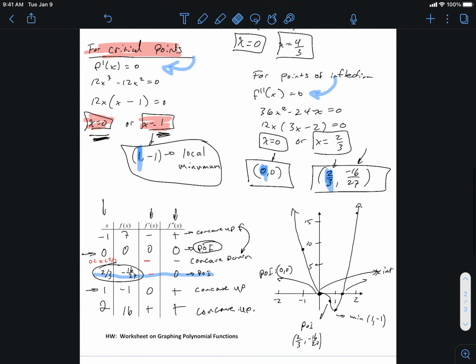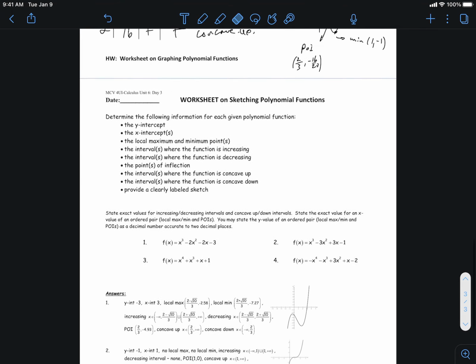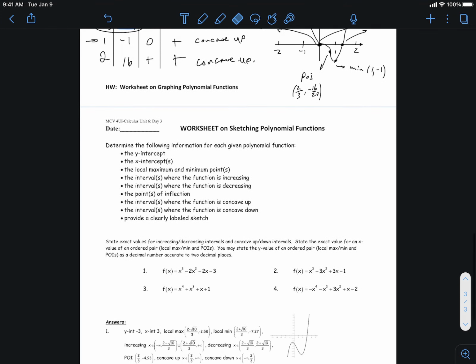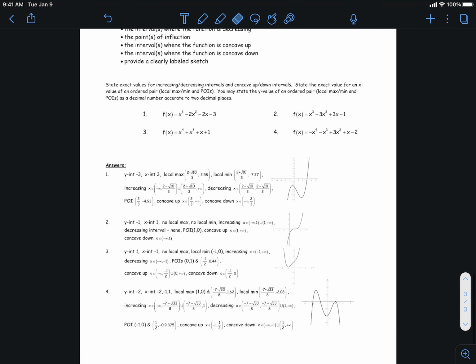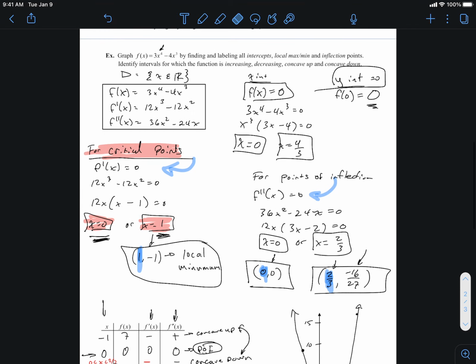Okay, so the homework for this here, just do those 4 questions there. Okay, just try to produce some graphs for them. Obviously, you can use Desmos to help you as well. The answers are down below. You can see where everything is. Okay, so just try and follow the same process that I followed up here.